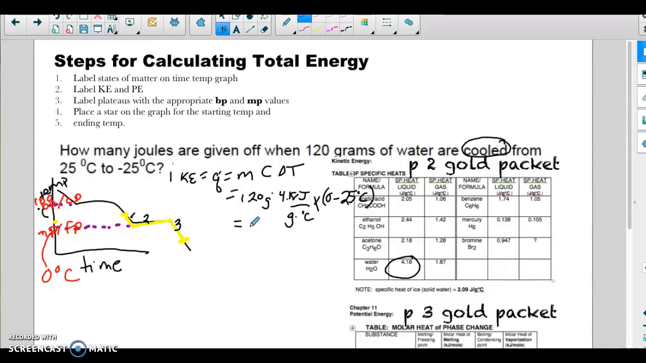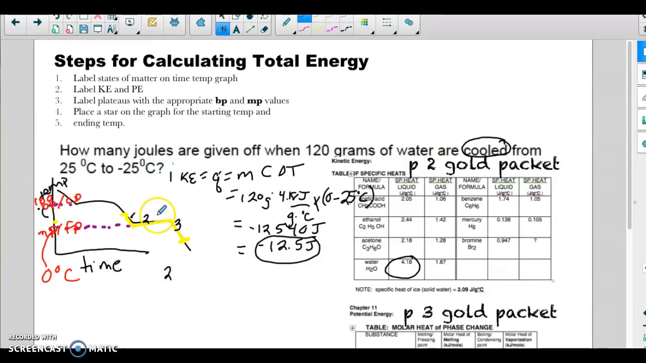So when I do this, I end up with negative 12,540 joules. I'm going to convert to kilojoules, so it'll be negative 12.5 kilojoules. So it releases that much energy when I take water at 25 and bring it down to 0. So this is one of my energies that I'll add.